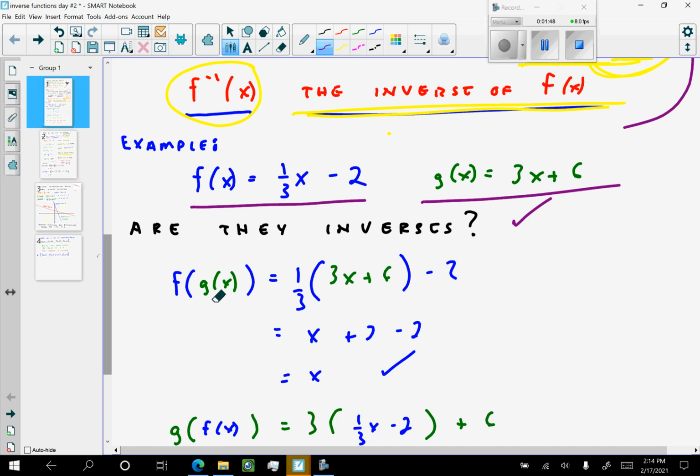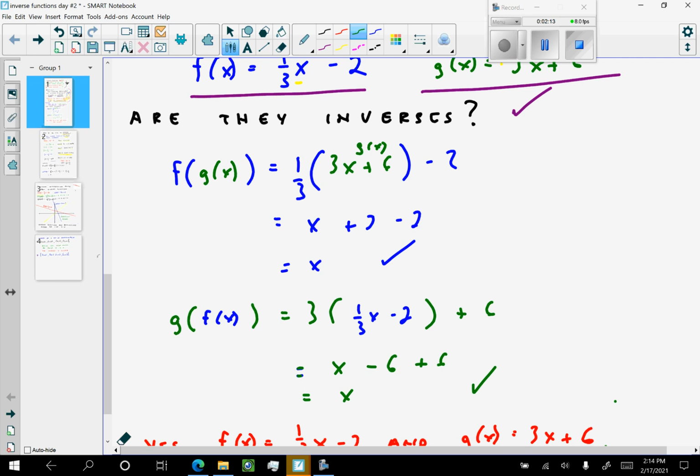We're going to start with f of g. Wherever I see x in f, I'm going to put g of x. Right there's my g of x. 1/3 times g of x: 1/3 times 3x is x, 1/3 times 6 is 2. x plus 2 minus 2 is x. Bam, checks that way.